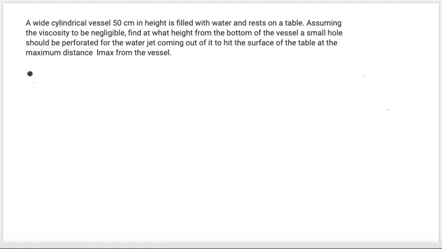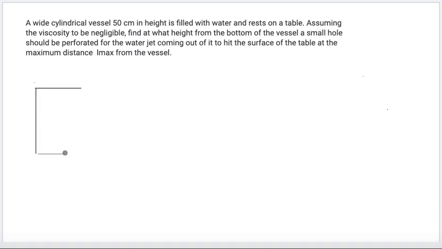Please go through the question, pause the video, and try to solve it yourself first. The question says: a wide cylindrical vessel of 50 centimeter height is filled with water and rests on a table.